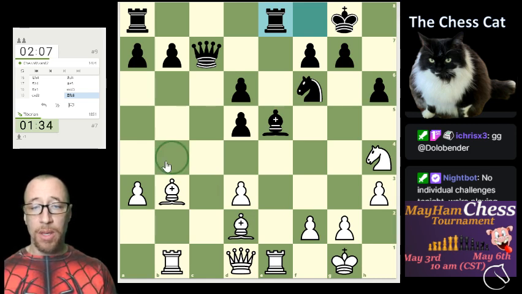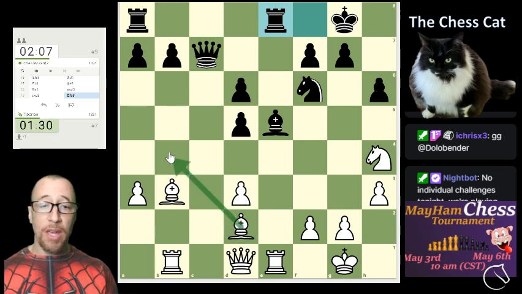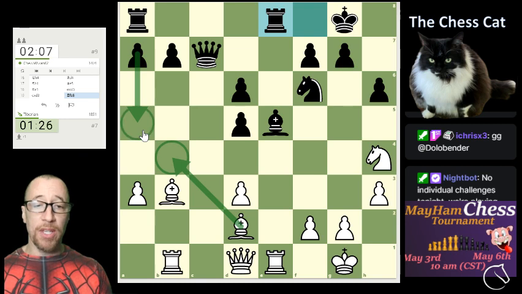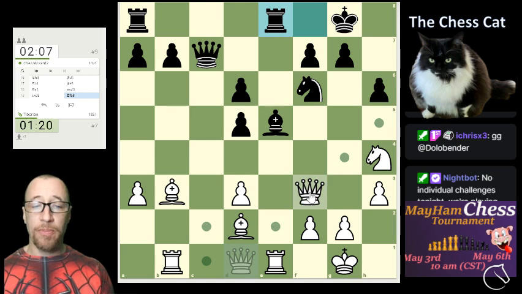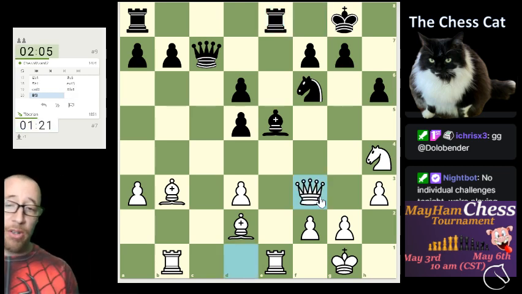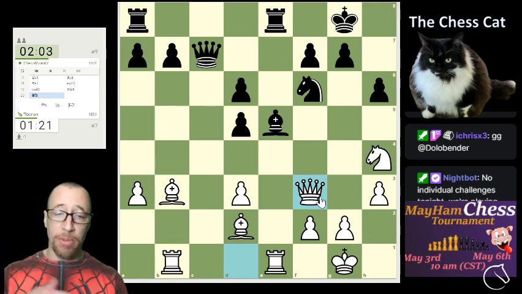That doesn't really work. He just pushes with tempo. So here would be tempo. If I go here, he goes here, my bishop has to leave. He gets to move this pawn with tempo, not costing him anything. That's what we don't want. Don't want to give him moves like that because it allows him to move with tempo.